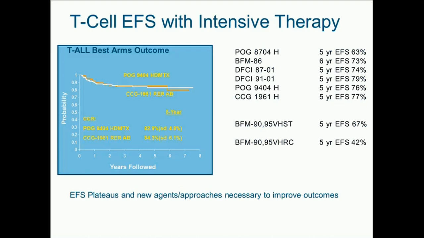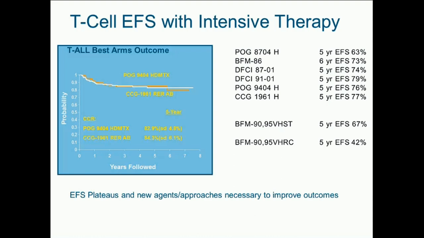So when we realized that T-cell really did do much more poorly, we started looking at using more intensive therapy for just T-cell patients within the ALL group. And the best T-ALL outcome actually came from two groups, Pediatric Oncology Group and CCG, using two incredibly different types of therapies. Same drugs, but used in much different fashions. They both got the exact same results. For those patients with better risk T-ALL, so standard NCI risk, the event-free survivals were 82.9% and 84.3%. But if you pulled out the very high-risk players, the event-free survivals were much less.